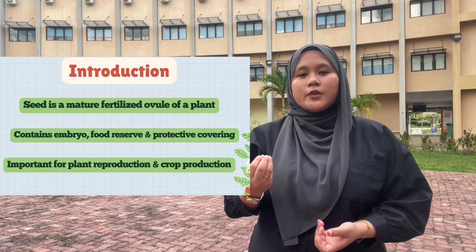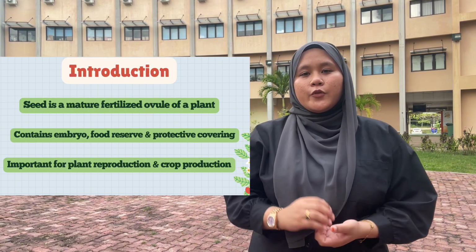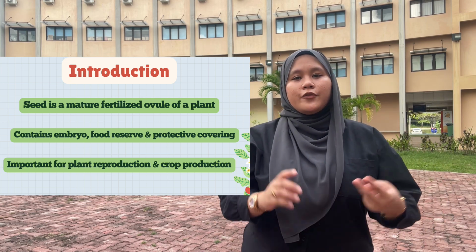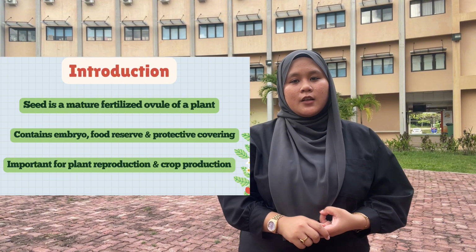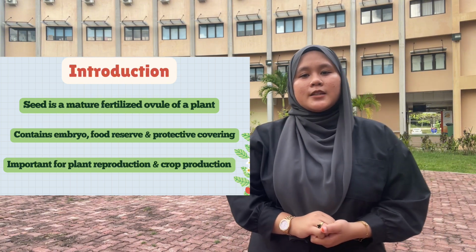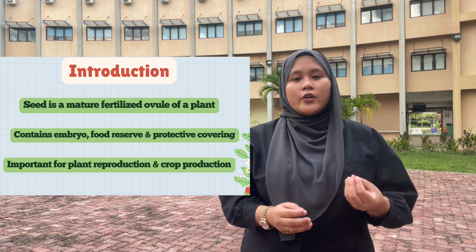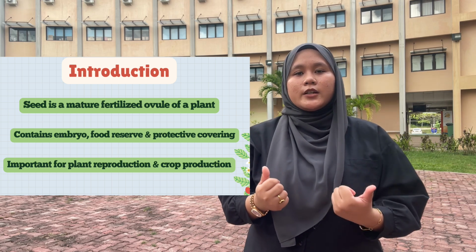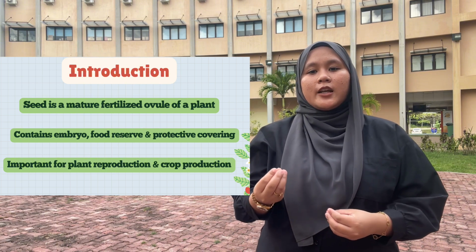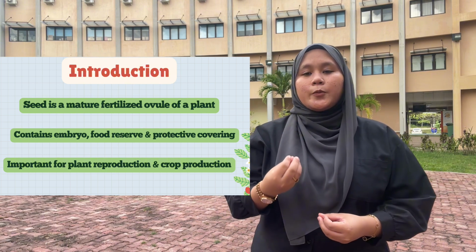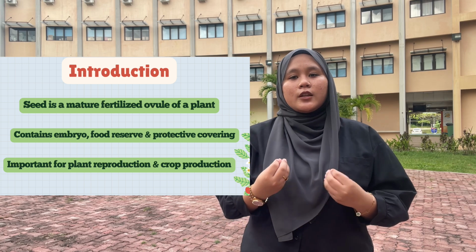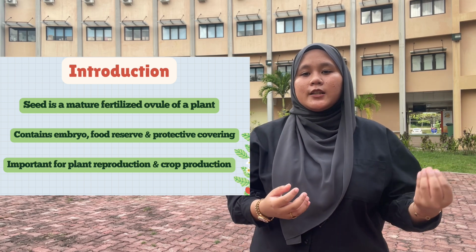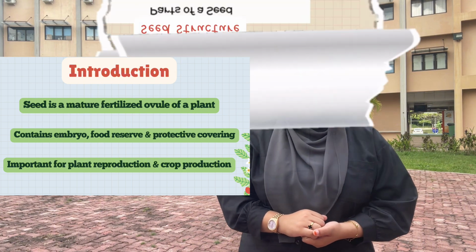It forms the bridge between generations of plants. If you look at its basic composition, a seed always contains an embryo, a food reserve, and protective covering. Think of it as a complete survival package. The embryo is the baby plant waiting to grow. The food reserve supplies all the necessary energy before the plant can produce its own food through the process of photosynthesis, and the protective covering or seed coat shields the delicate interior from physical damage and environmental stress.